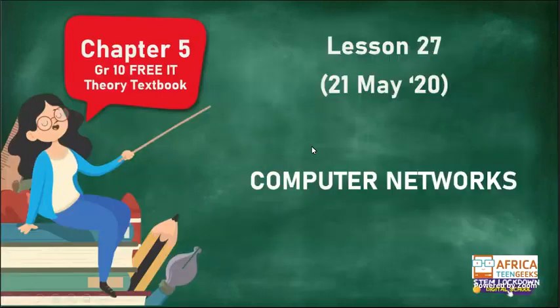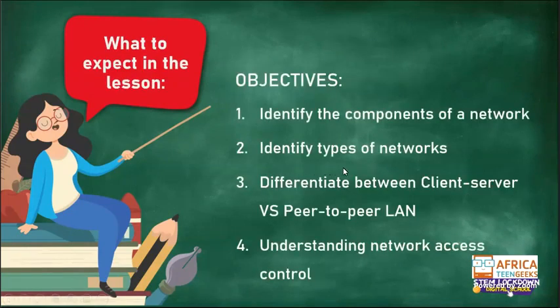Right, we are still looking at computer networks and our objectives for the day. By the end of the lesson, you should be able to, number one, identify the components of a computer network. Number two, identify the different types of networks. Number three, differentiate between client server and peer-to-peer LAN. And then lastly, understand network access control.